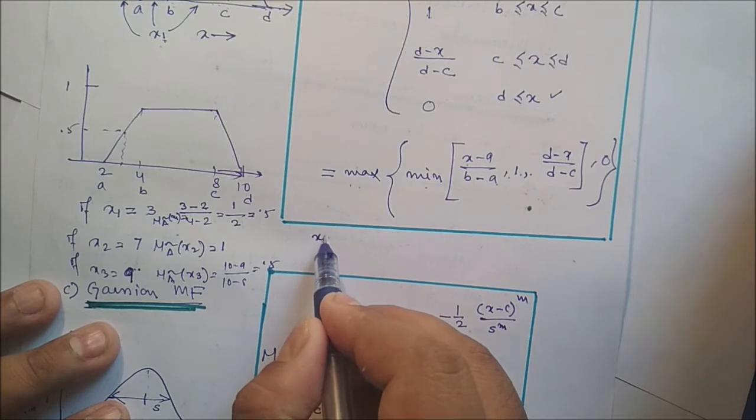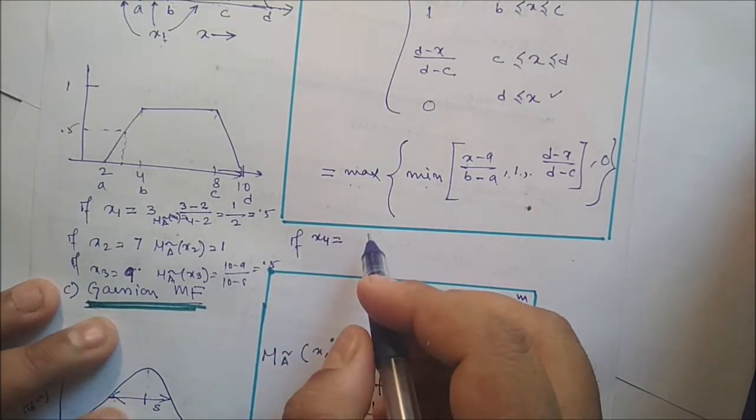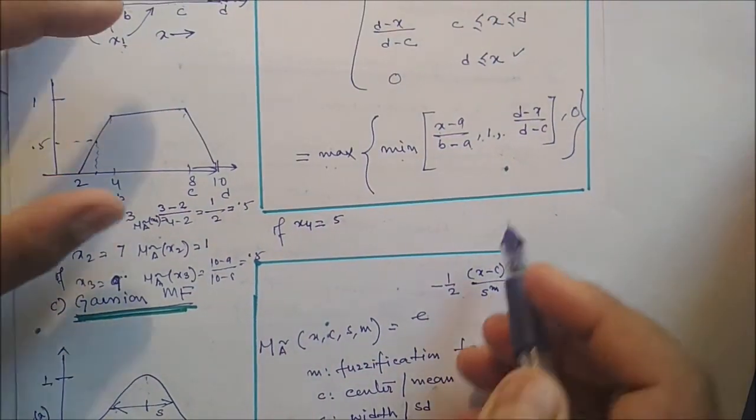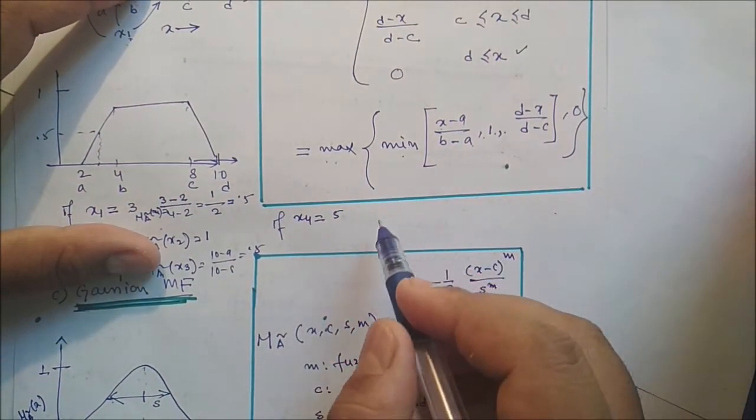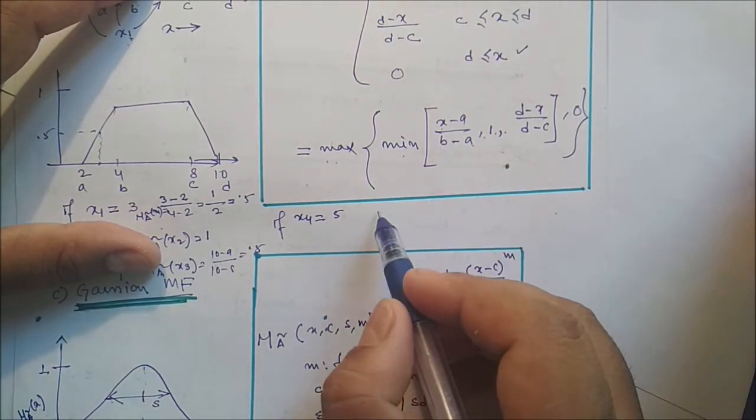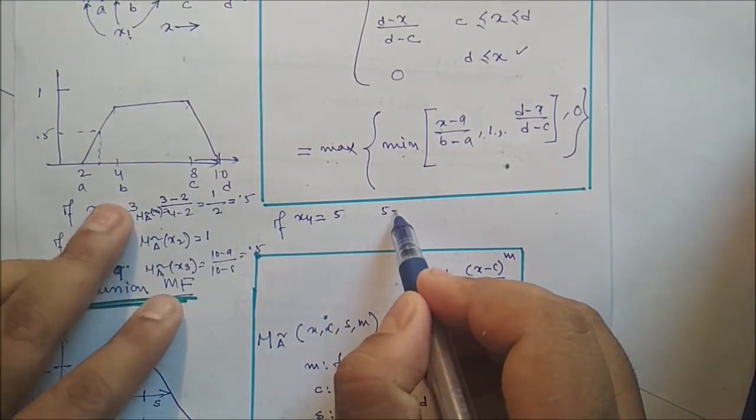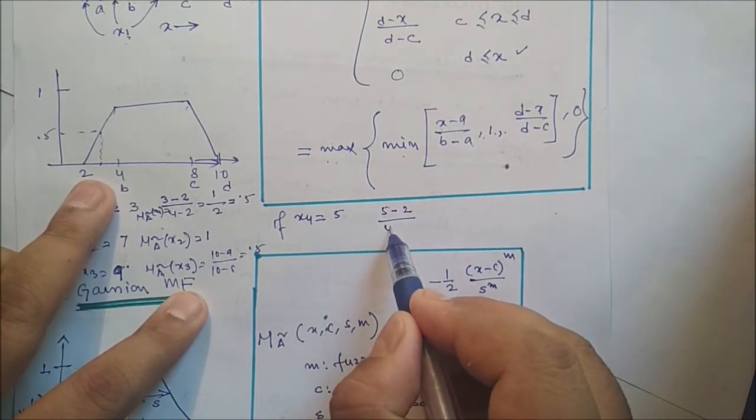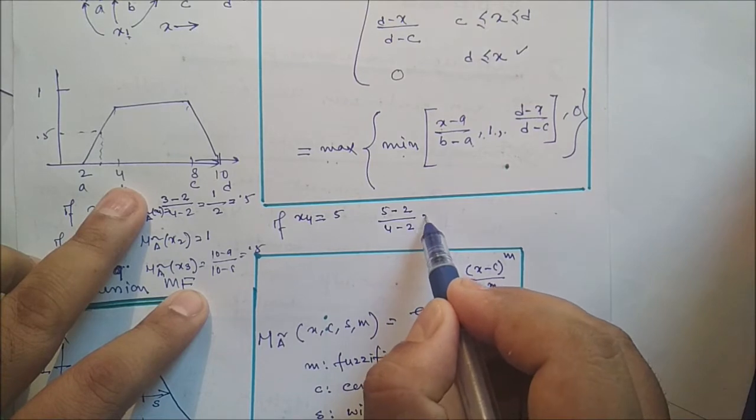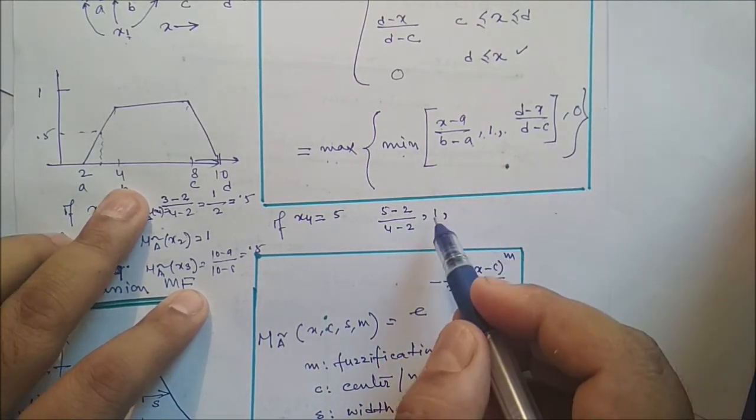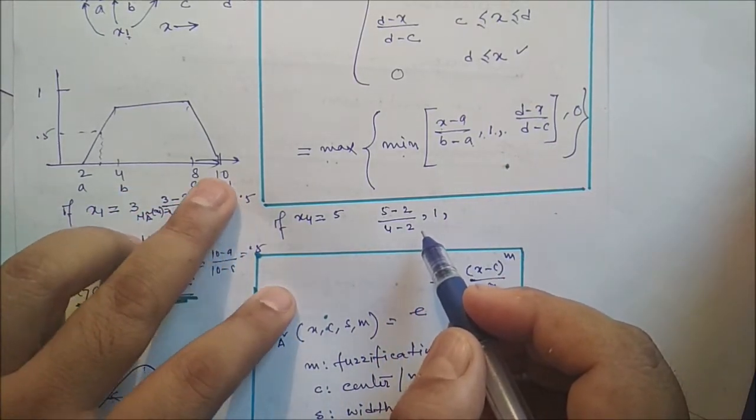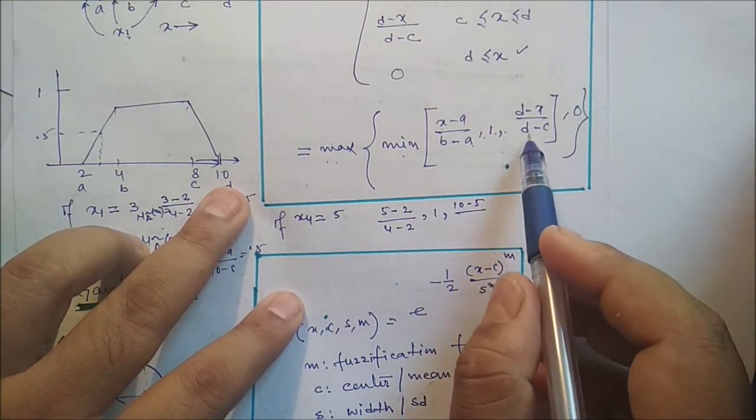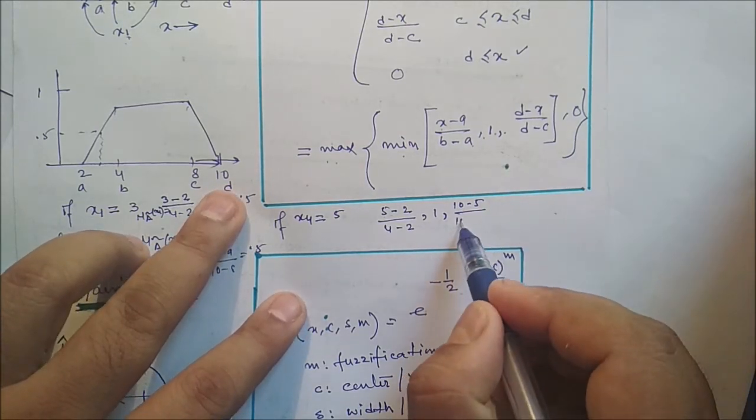Or we may directly use this particular formula. Suppose x4 is equal to say 5. If you use this formula, then what will happen? x4 is 5, so 5 minus a, a is 2, by b minus a, that is 4 minus 2, comma 1, comma d minus x. What is d here? d is equal to 10. So 10 minus 5 divided by d minus c, so 10 minus 8.